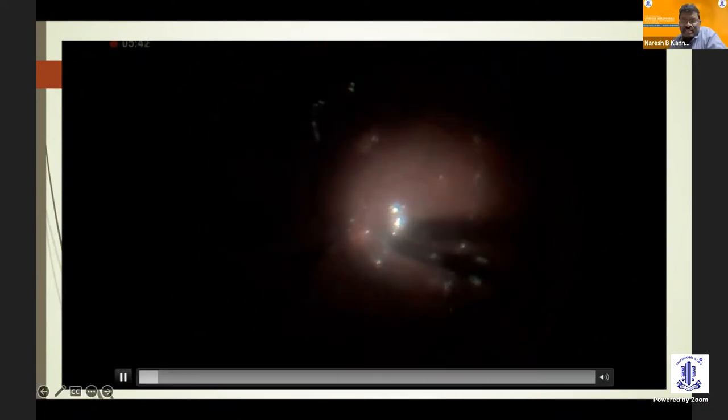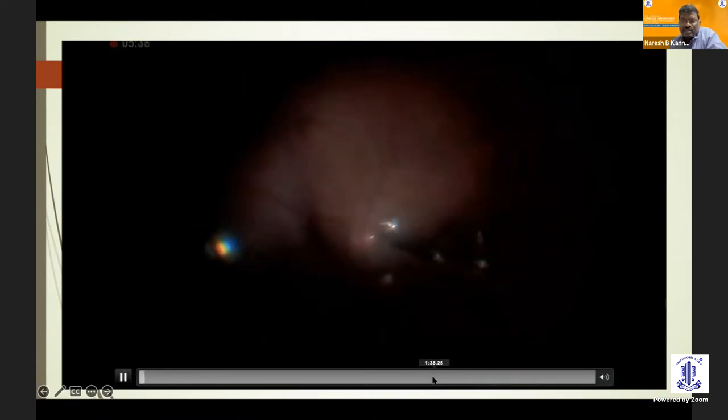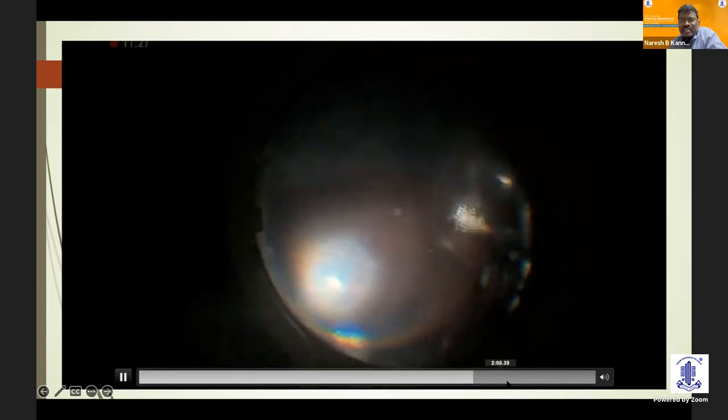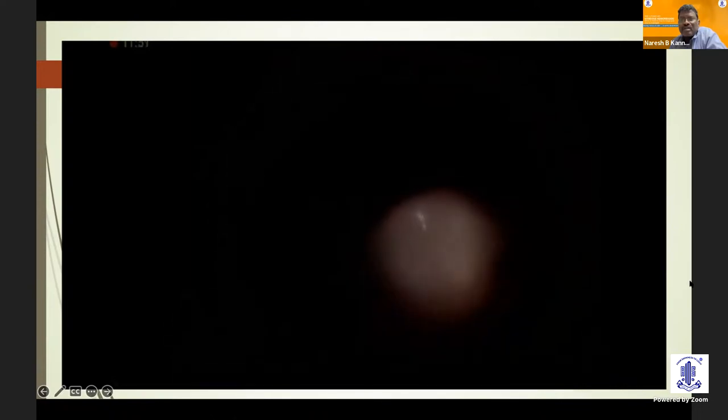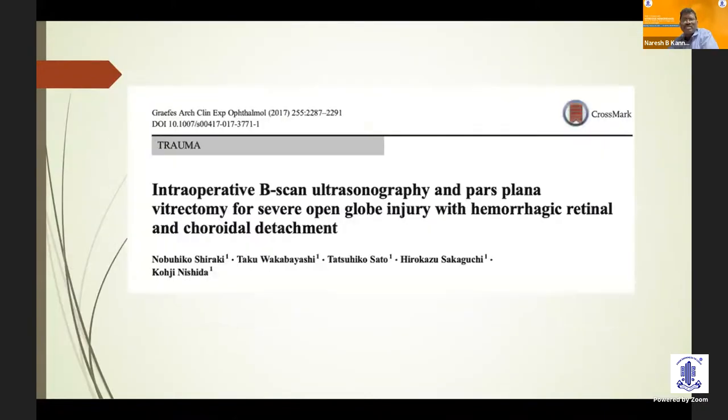But still we went ahead, exchanged the PFCL and the silicone oil with fluid air exchange, laser and silicone oil. After the second stage, this was the outcome of this patient. He would gain some 6/24 vision or something like that over a period of time.